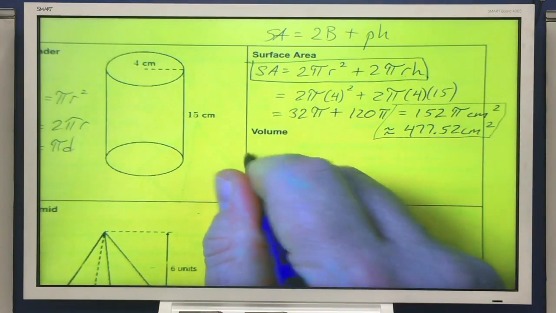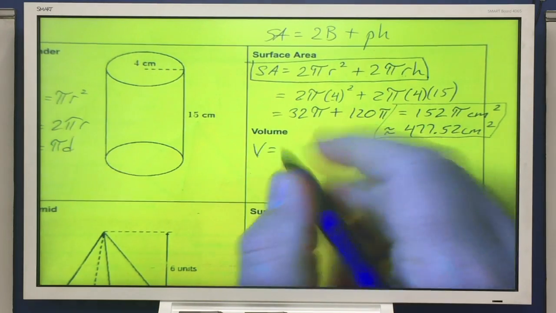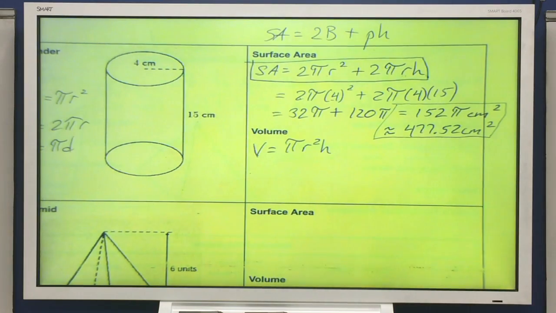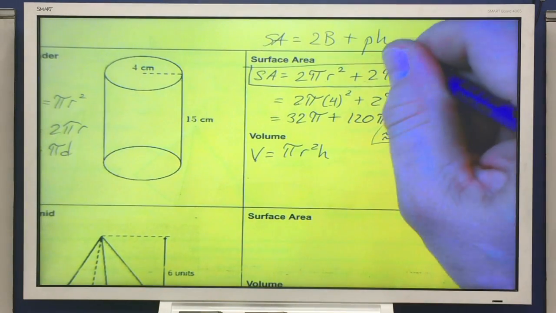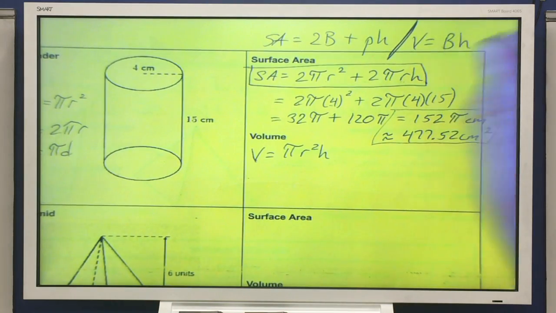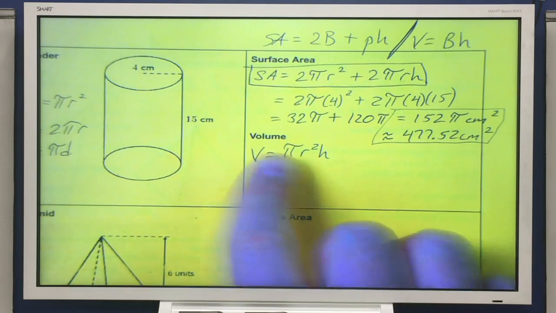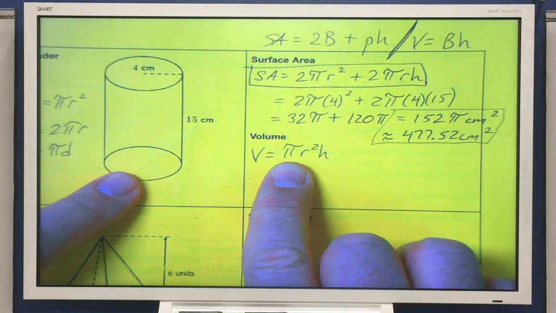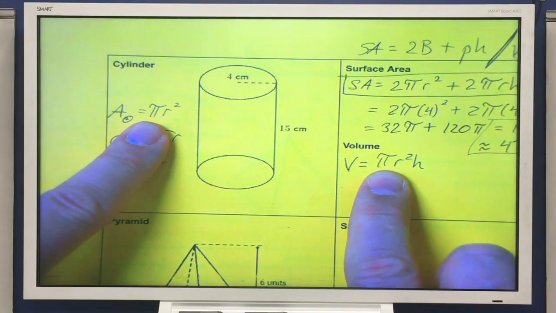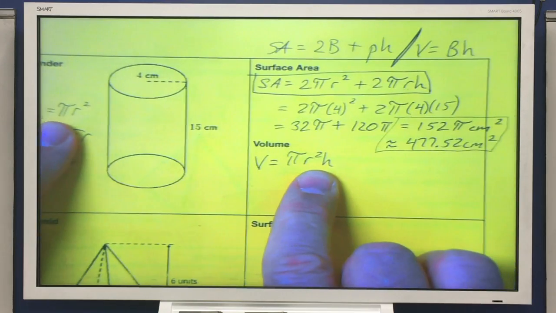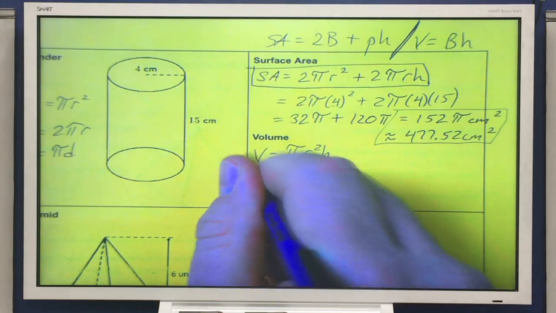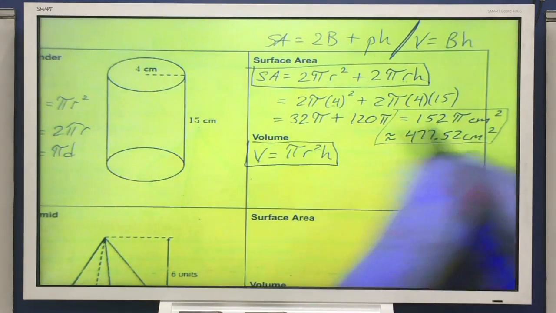Volume for a cylinder is pi r squared h. And just like before, when we got the volume of a prism, it was the area of the base times the height. Well, the area of the base is a circle. So the area of a circle is pi r squared. We have that here. And the height, okay, that makes sense. This all goes together. Again, this formula doesn't come out of thin air. It makes sense. So I'm going to use it on our cylinder.